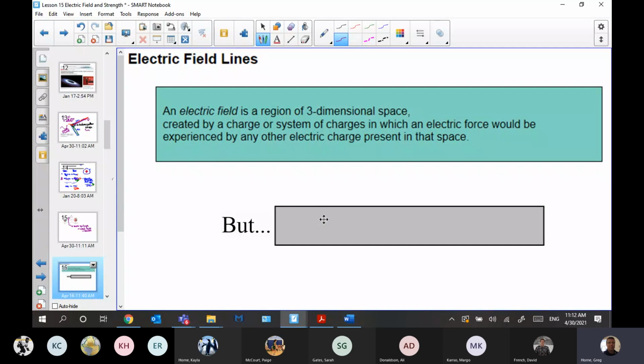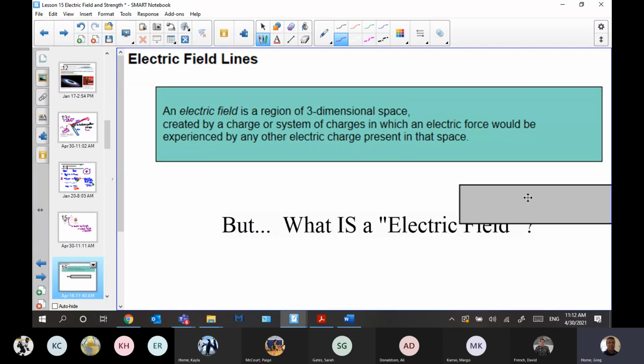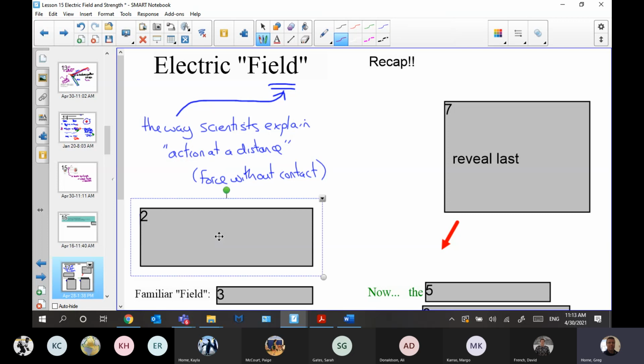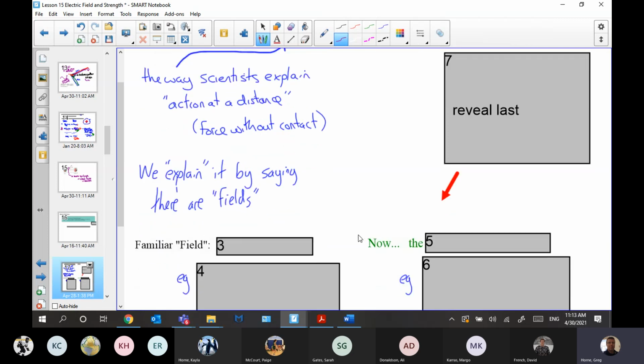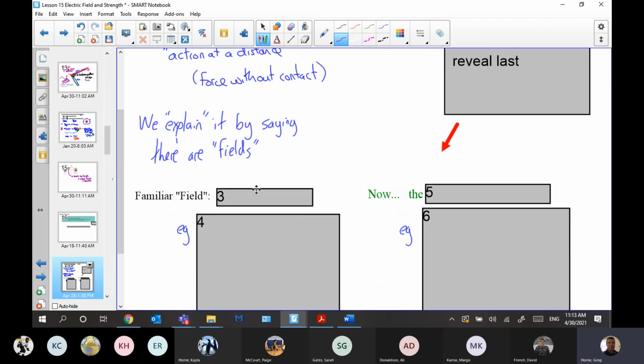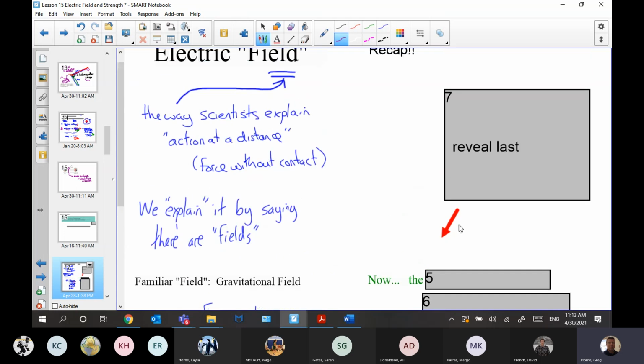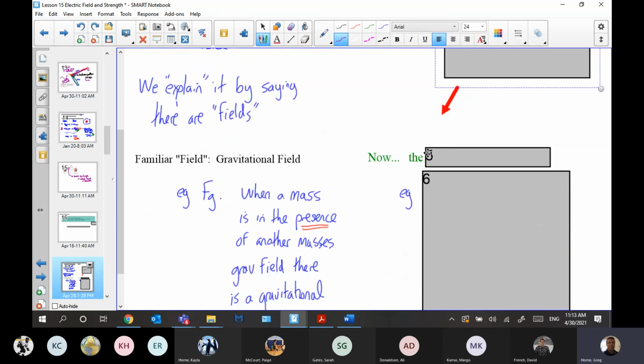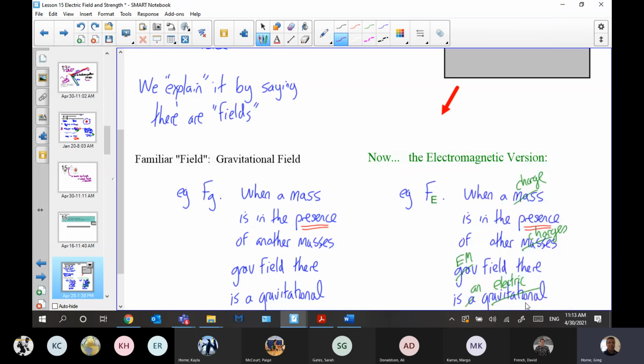So if you have a charge, then around it, there's going to be forces on other charges. So I don't think we need to do this part. This was a recap of things here. Remember we talked about describing action at a distance, non-contact forces. We describe it by saying there's fields. I just left the page in because I thought it was a good summary.